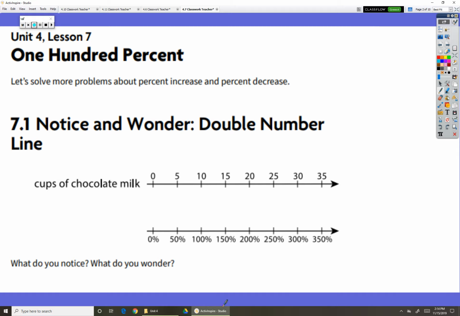Alright, so there are no right or wrong answers on this, but some of the things you may have noticed are that the numbers on the top number line always go up by 5s. The numbers on the bottom always go up by 50s. Something that a lot of people notice too is that the number on the bottom is just the number on the top with a 0. So it's 10 times bigger than the number on the top. So those are some common things that people notice. A common thing that people wonder is, well, how are these diagrams going to help us solve a problem? So we'll be looking at that in some of the activities to come.